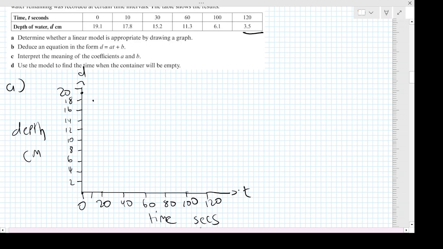Then 30 for time, and the depth is 15.2. So 30 is going to be there, and 15.2 is just over 15, so it'd be about there.